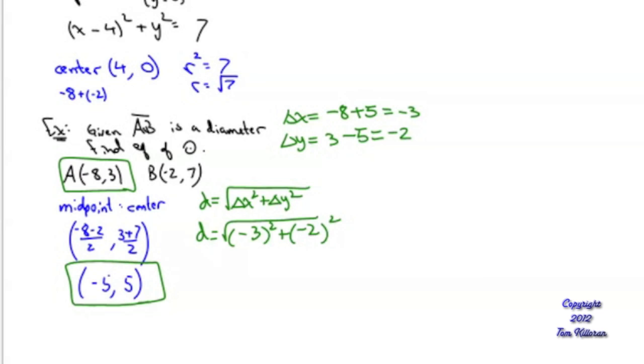Negative 3 squared is positive 9. Negative 2 squared is positive 4. So the distance here becomes the square root of 13. This is our radius. Yay. Running out of room down there.